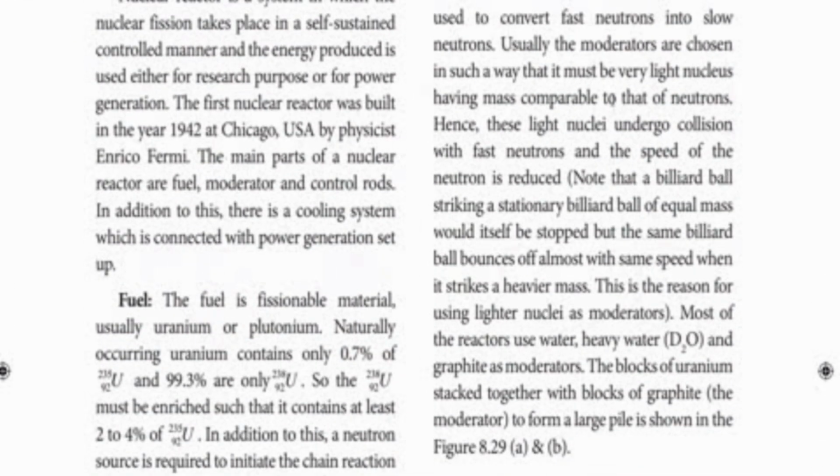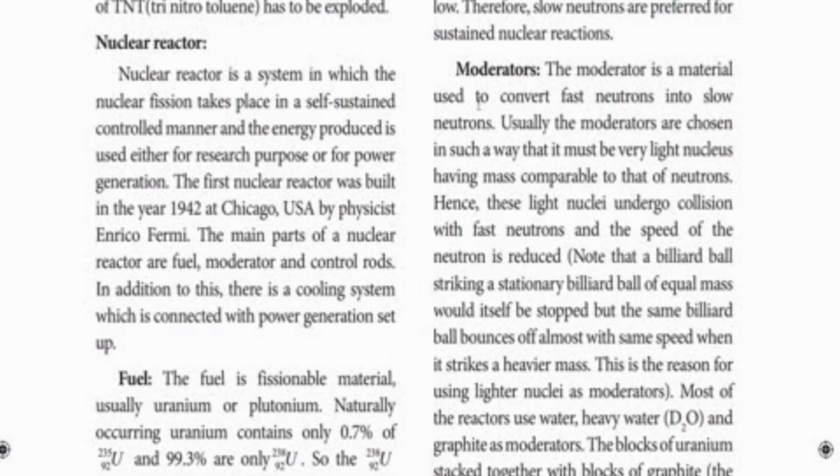Then moderators. Moderators are used to slow down fast neutrons into slow neutrons. Only slow neutrons react with the uranium and start the chain reaction. That's why we use the moderator. The moderators used in nuclear reactors are D2O, that is heavy water, or liquid sodium, or water, depending on the reactor.